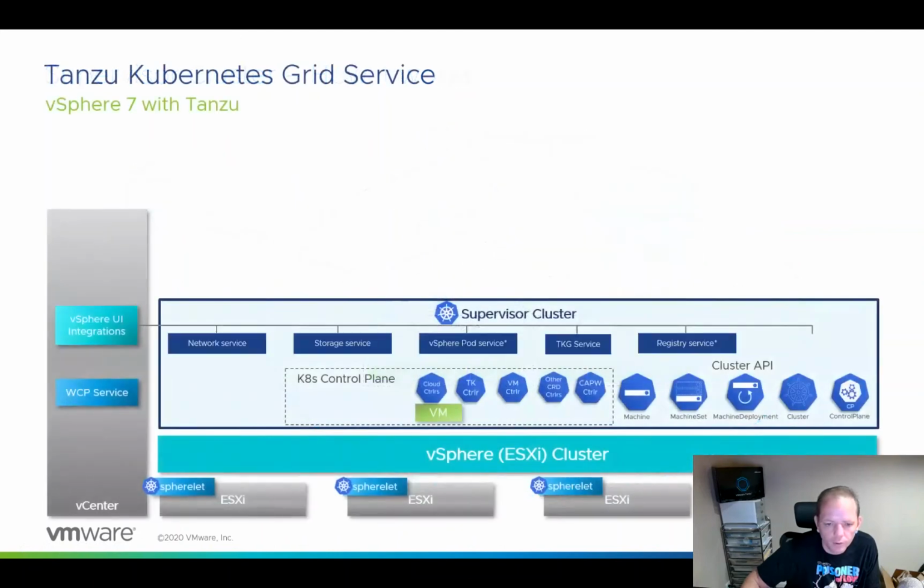Okay, now let's look and see back in our vSphere diagram here. We have this Kubernetes control plane, and so the WCP installs the Kubernetes control plane. The Kubernetes control plane that we have here is configured with custom resources and controllers that provide the basis for the services that the supervisor cluster can provide.